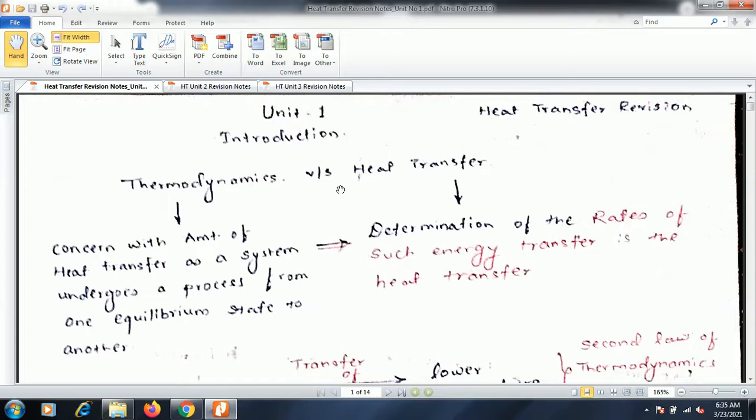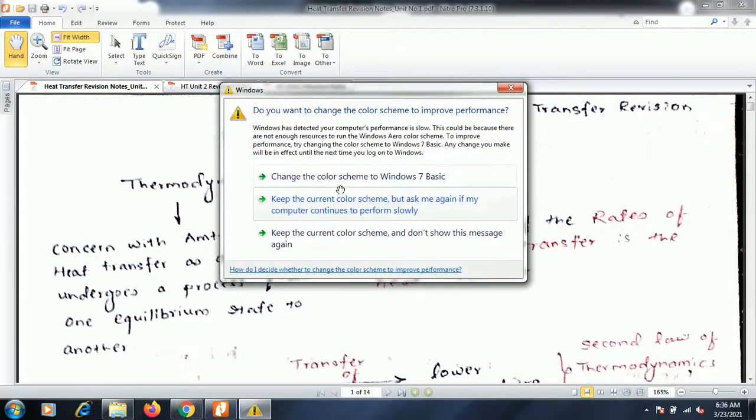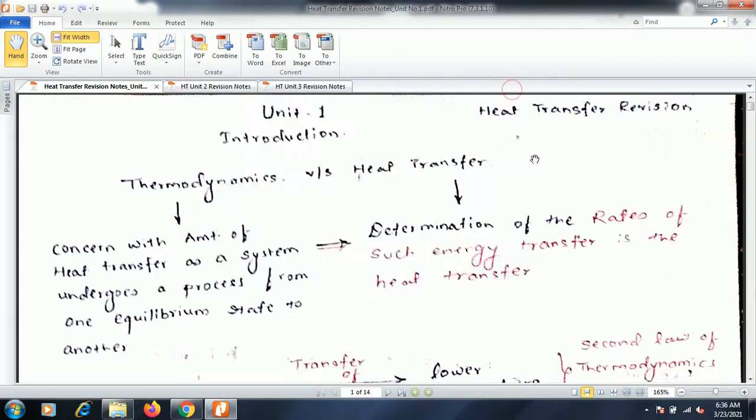Then we saw the electrical analogy, where we compare electrical phenomena with heat transfer phenomena, where Q equals the change in temperature, delta T, divided by thermal resistance. Then we saw the concepts of thermal conductivity, thermal diffusivity, thermal contact resistance, and the last and most important one, the critical radius of insulation.